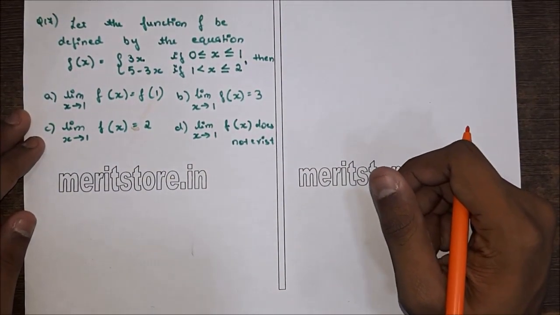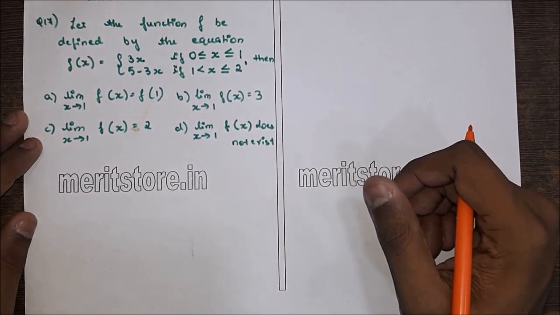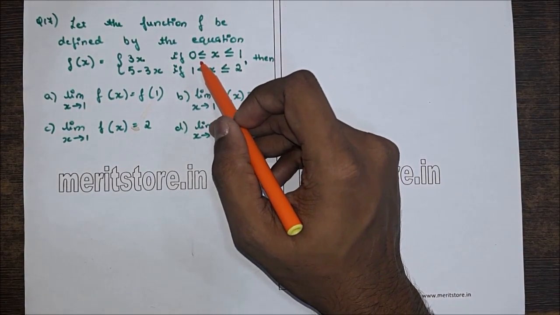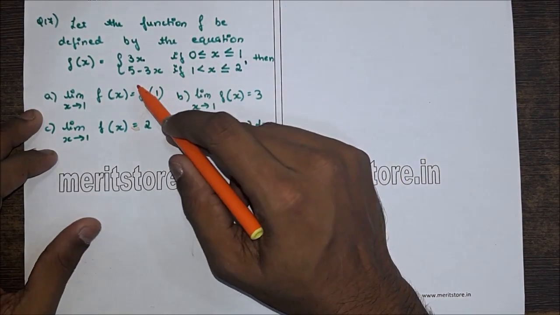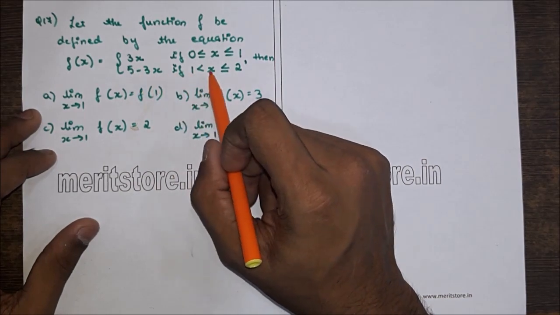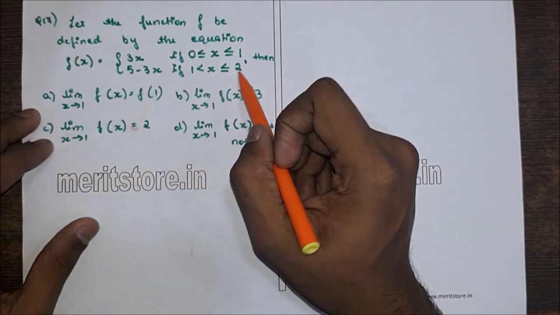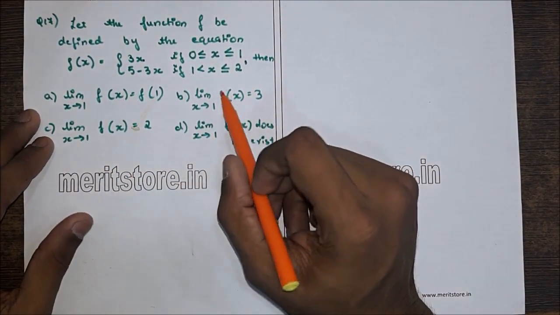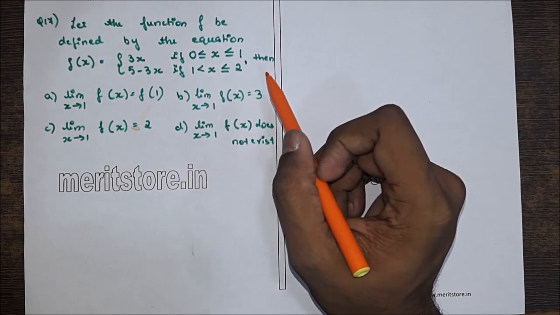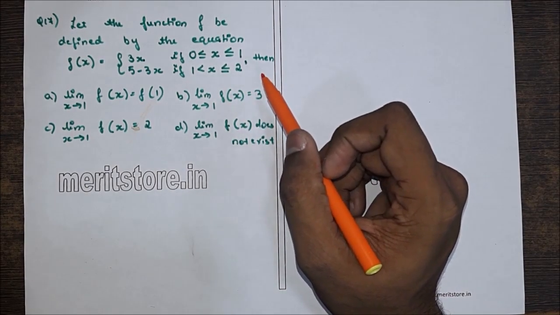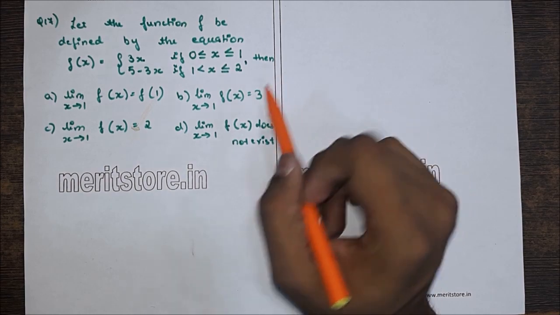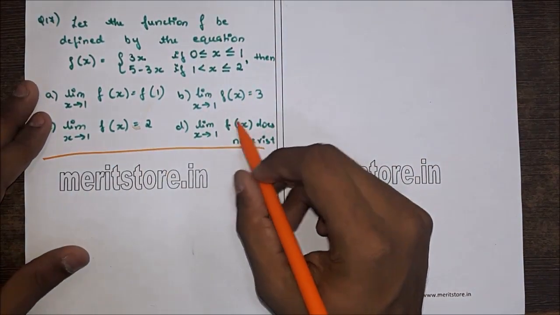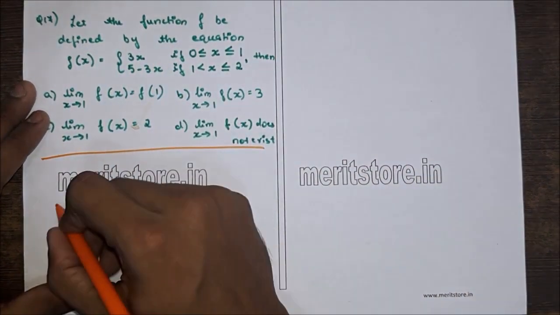Let the function f be defined by the equation f of x equals 3x if x is greater than 0 but less than 1, and f of x equals 5 minus 3x if x is greater than 1 but less than or equal to 2. Then: a) limit of x tends to 1 f of x is equal to f of 1, b) limit of x tends to 1 f of x is equal to 3, c) limit of x tends to 1 f of x is equal to 2, or d) limit of x tends to 1 f of x does not exist. So we'll have to solve it using the LHL and RHL method.